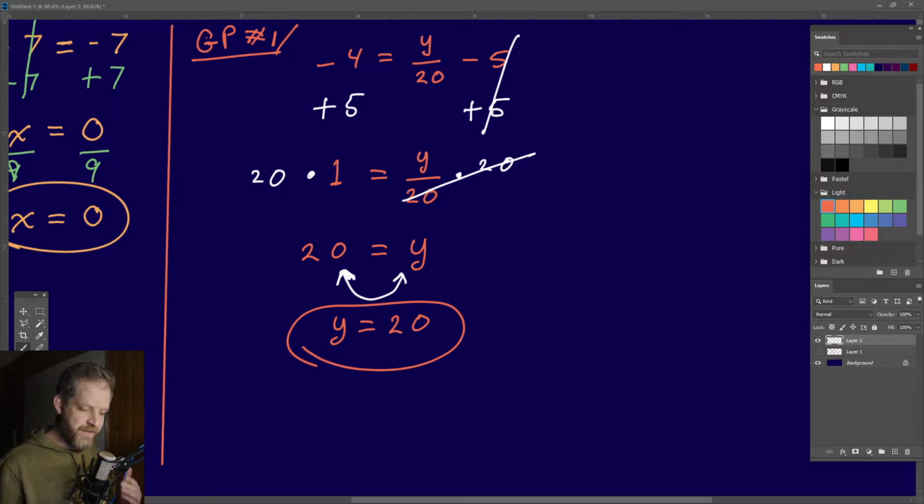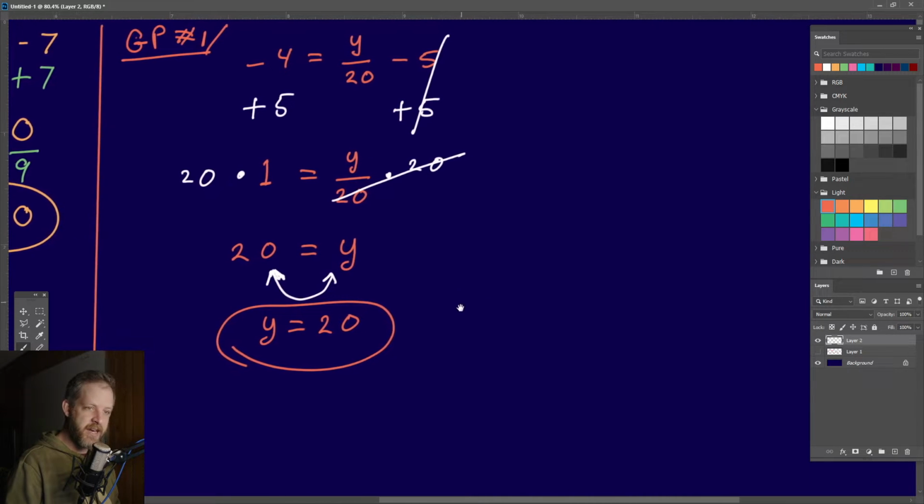So there's where we should have ended up. Did you end up the same way? Did you get that answer? If you didn't, make sure you look through and understand where you might have made a mistake. So I added 5 to both sides, ended up with negative 4 plus 5 equals 1. And then I multiplied the 20 off because it was divided on there. 1 times 20 is 20. And then the last thing is I switched it because we usually like it that way better. So there's your first guided practice.